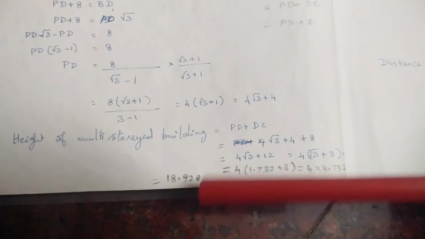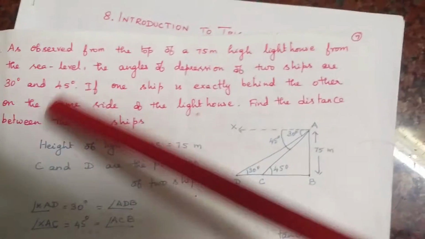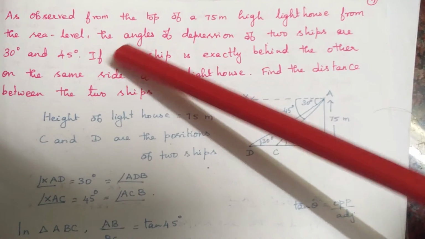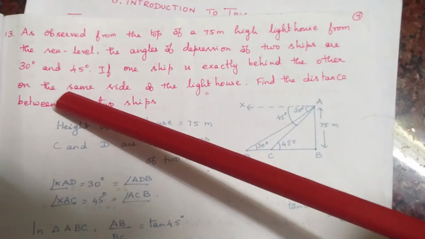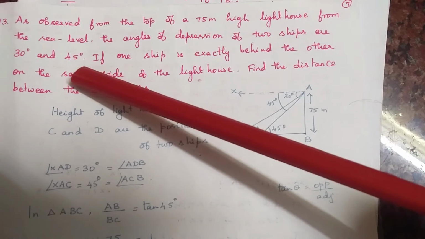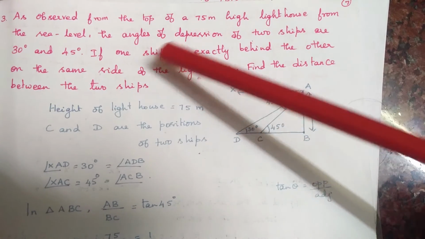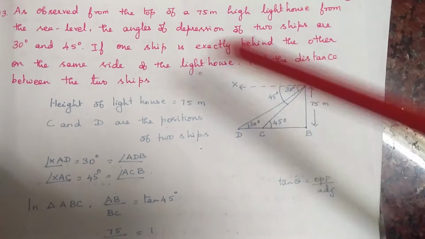So it will be right, 18.928 meter. Okay, then the next question. As observed from the top of the 75-meter high lighthouse from the sea level, the angles of depression of the two ships are 30 degree and 45 degree. If one ship is exactly behind the other on the same side of the lighthouse, find the distance between the two ships.